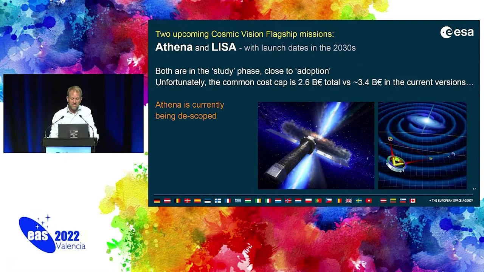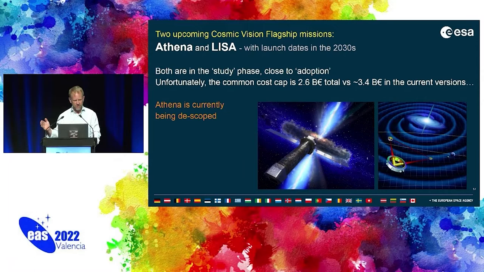Other coming up missions, I mean, the two flagships, Athena and LISA, with both launch dates in the 2030s. Both of these missions are in the study phase. Study phase is when we're still developing the concepts, trying to exactly price them. And they're both very close to adoption. Adoption is in our jargon when we freeze the concept and freeze the budget and then build it for that price and for that concept.